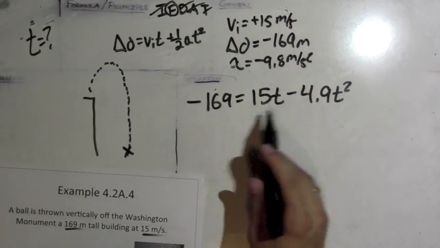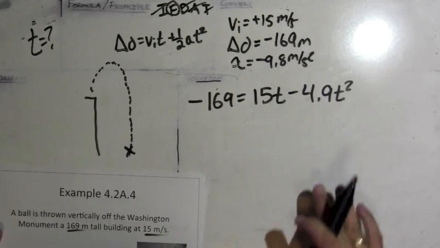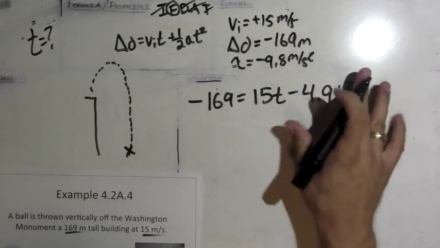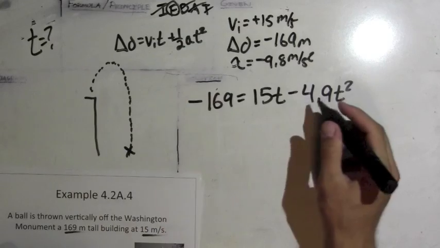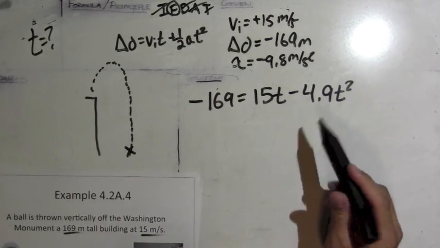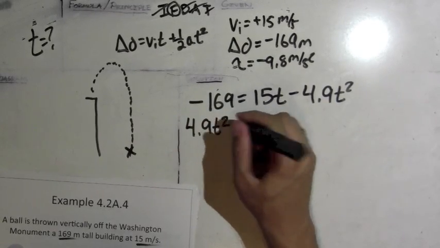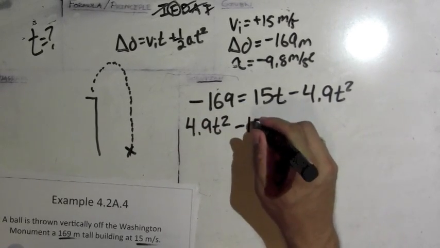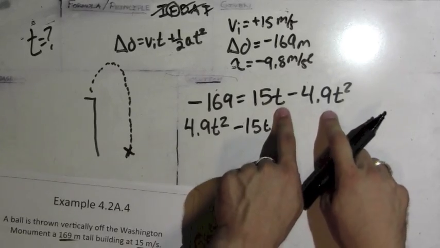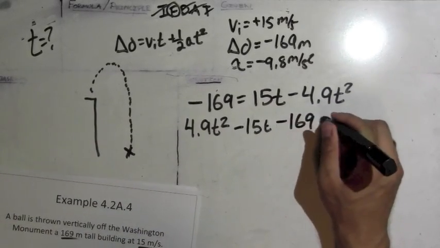So what you should recognize is this right here is a quadratic equation. You want to put it into an easier form to work with, so we're going to take these things and move them over to the other side. The reason we want to do that is we don't want to have a negative a value. So we're going to have 4.9 t squared minus 15t, because remember the signs on these switched as I moved them over to the other side, minus 169 equals 0.